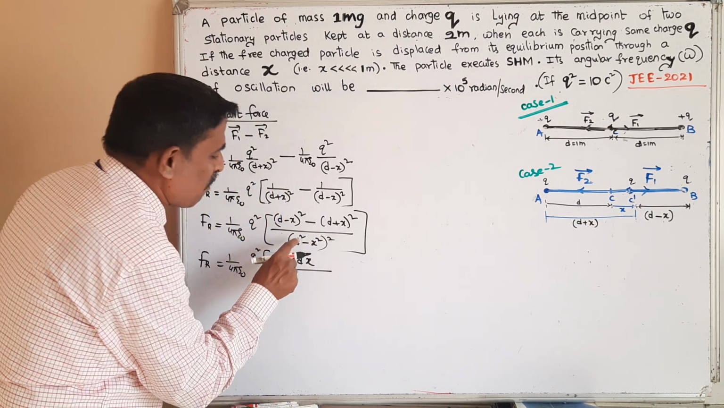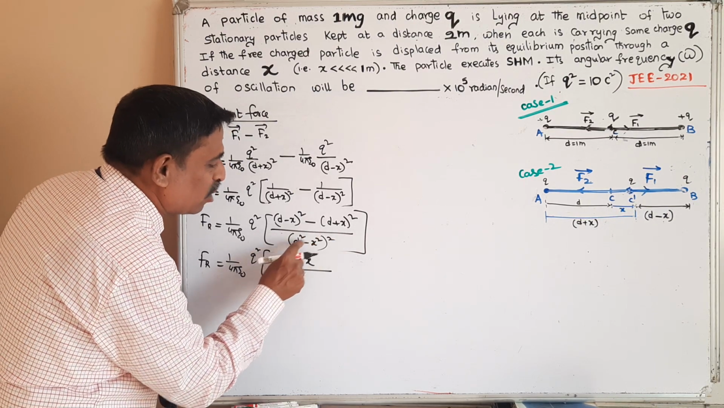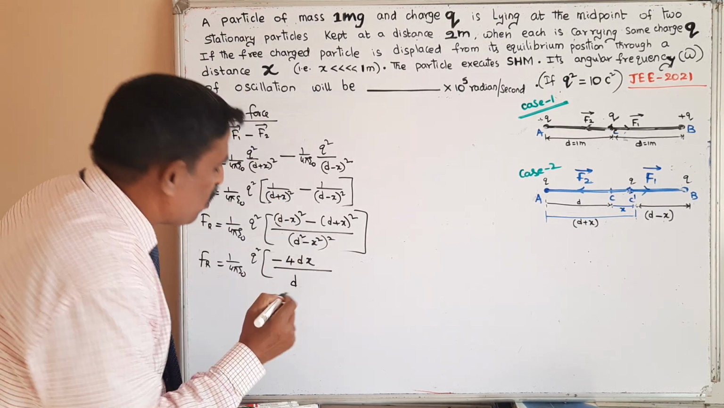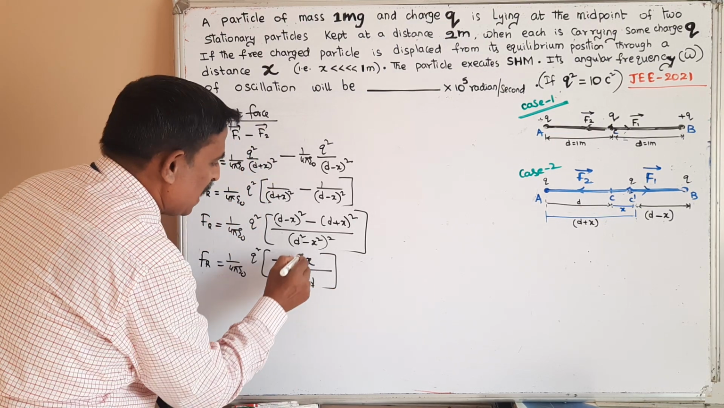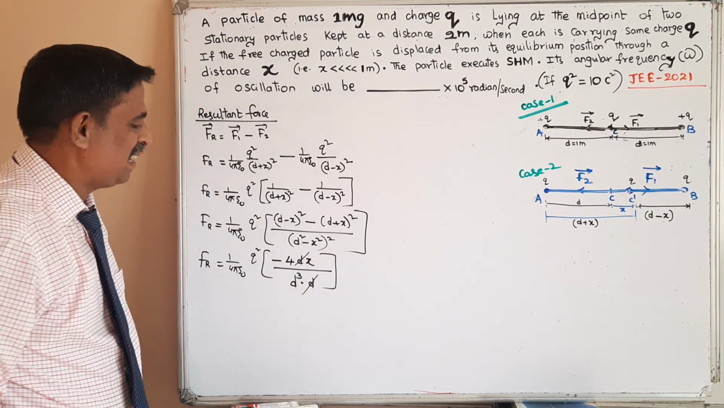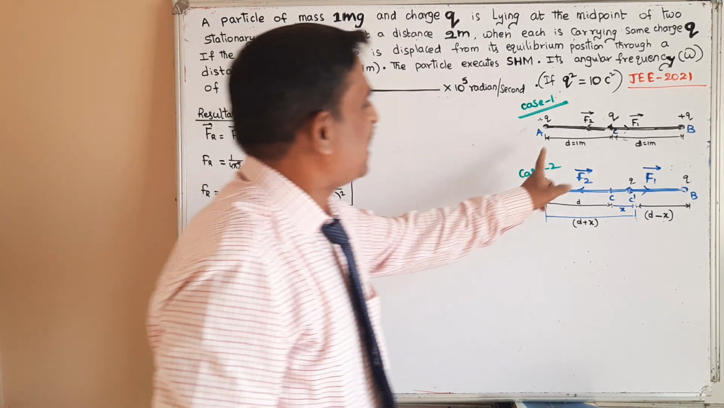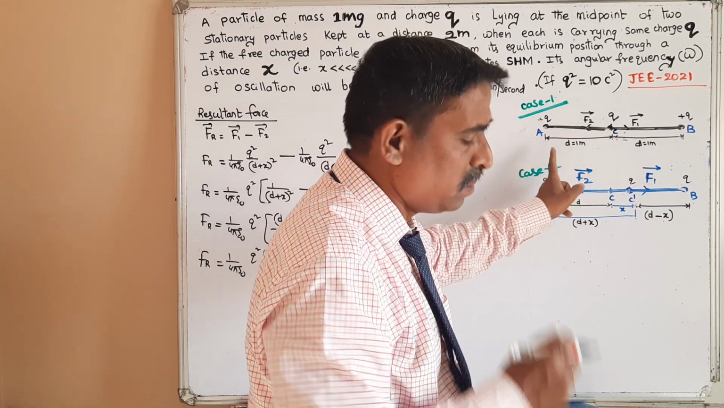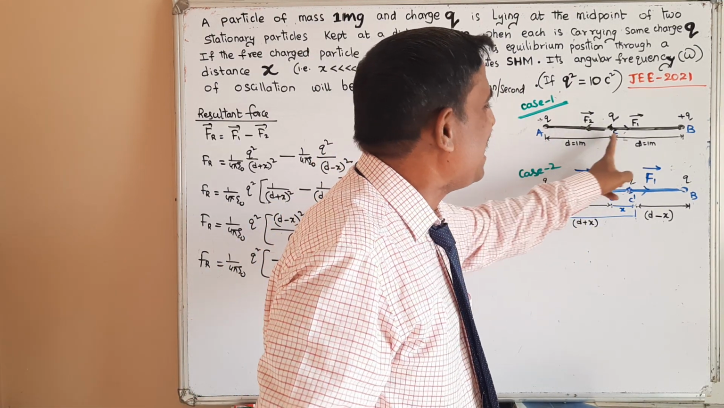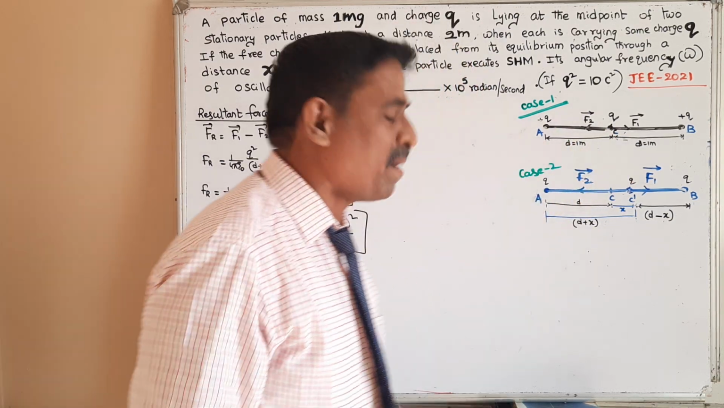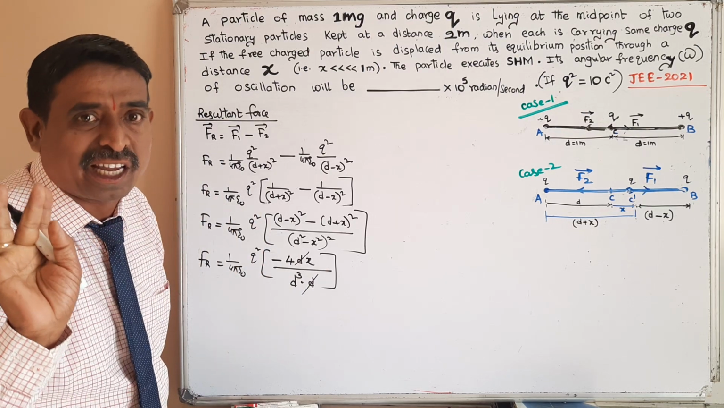D to the power of 2 into 2 gives d to the power of 4. D power 4 can be written as d cube into d, and d gets cancelled. Here the given distance d is 1 meter. D means 1 meter, and 1 cube means 1.